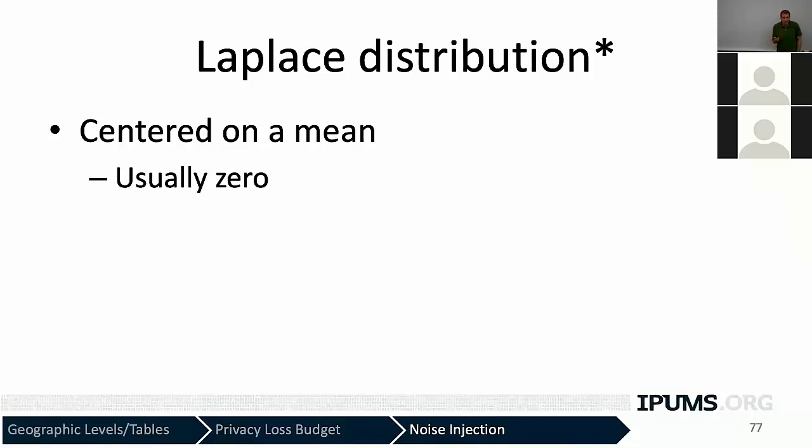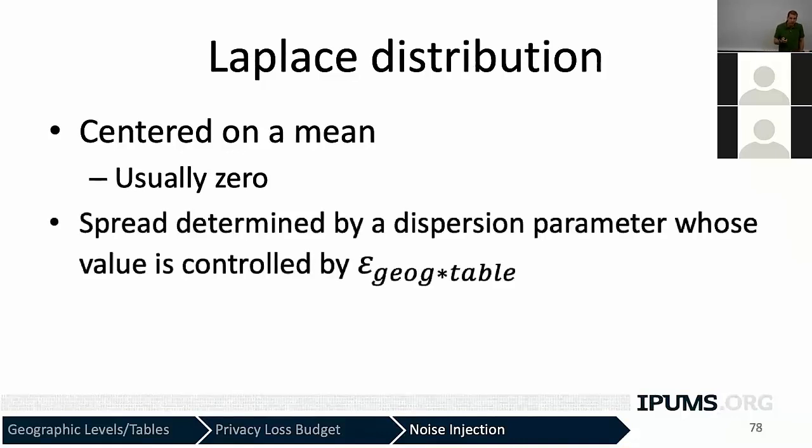So it is centered on a mean. That mean is usually 0. It does not have to be, but it's usually 0. And the spread is determined by that dispersion parameter whose value is controlled by epsilon geog table. Now there's another formula you have to implement to get the actual dispersion parameter, but that's a little more detail than I want to go into today.